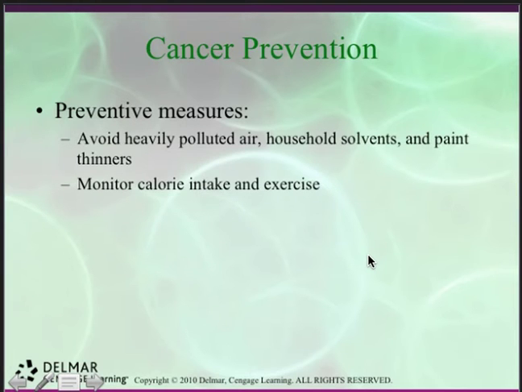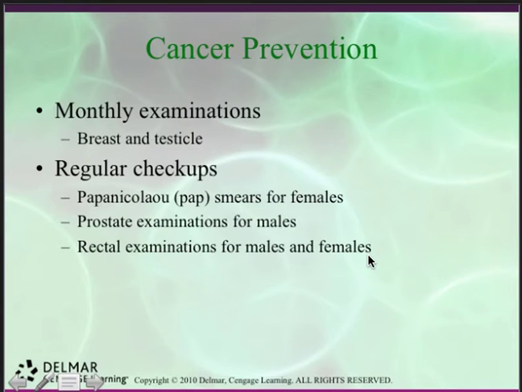Some preventative measures are to avoid polluted air, household solvents, and paint thinners, and to monitor calorie intake and also exercise. There should also be monthly examinations. For women, breast exams are recommended, as are testicle exams for men. Another exam for men that's important is to examine the prostate gland. And for women, it's the pap smear. These are areas of the body, tissues in the body, that are extremely prone to the development of cancer.